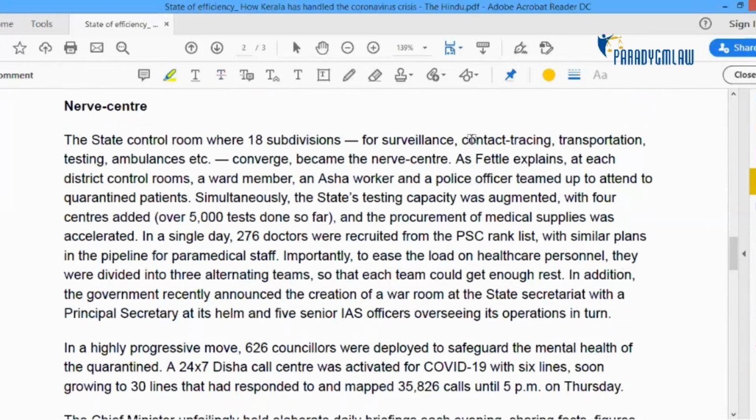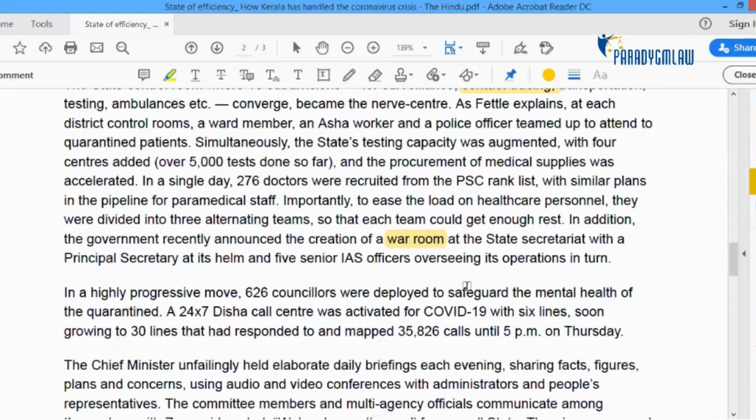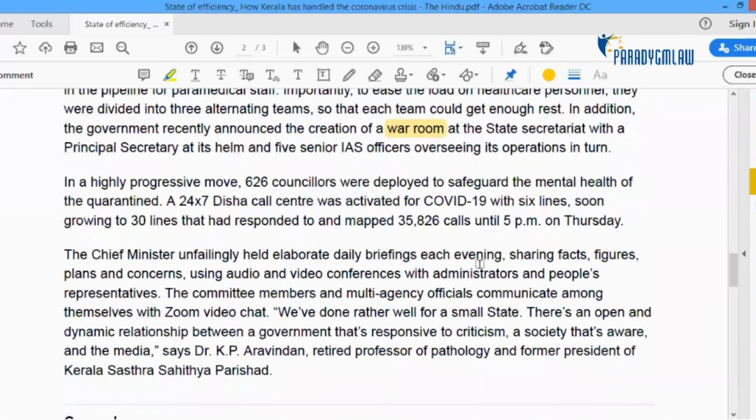Two words I would like to highlight: contact tracing as well as war room. Contact tracing we have discussed. War room is simply a room that's designated as the nerve center of your action plan. So you would have all information pouring into that room and major decisions being taken in that room by relevant people. So here we are talking about the state secretariat, the place where the principal secretary and 5 senior IAS officers oversee its operations. Okay.